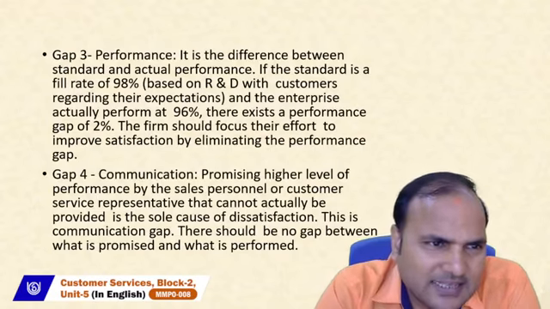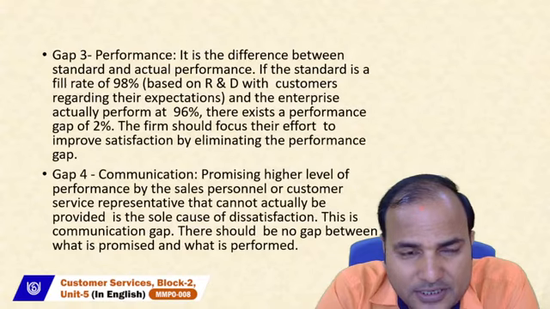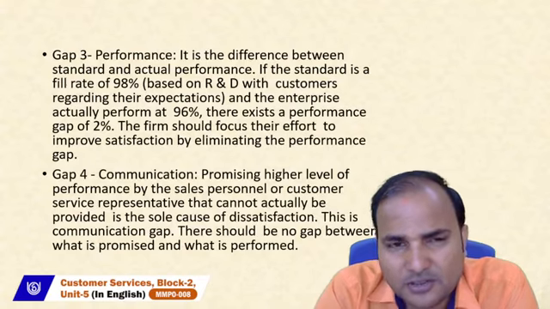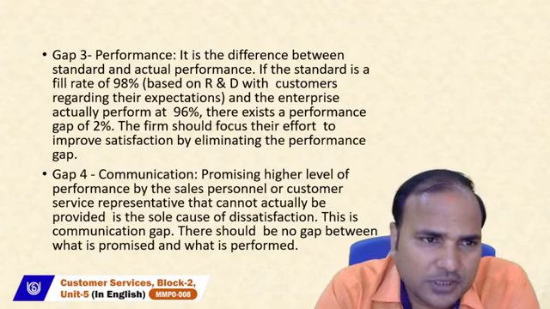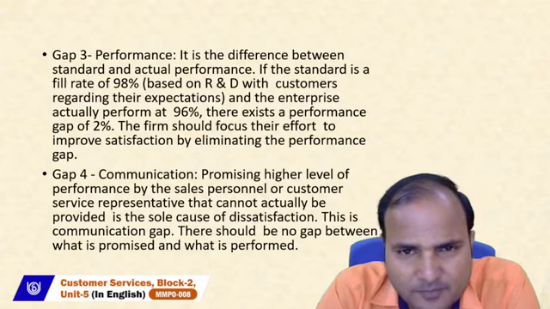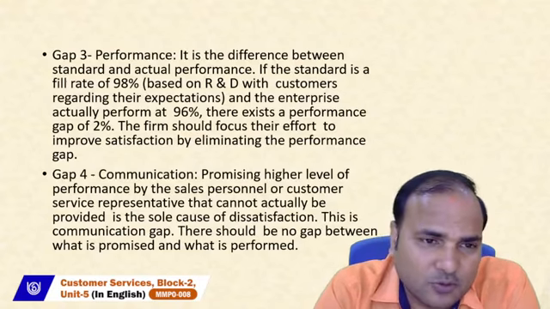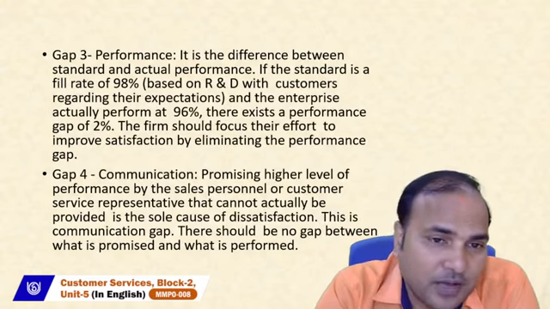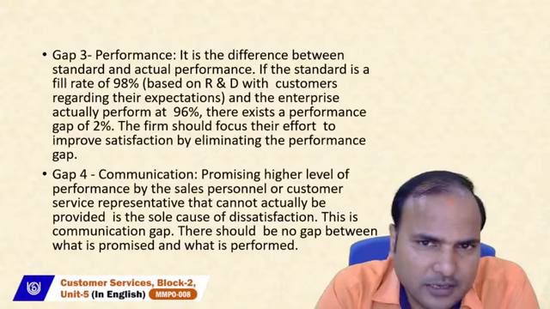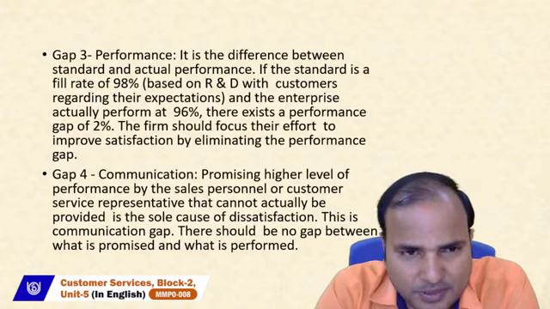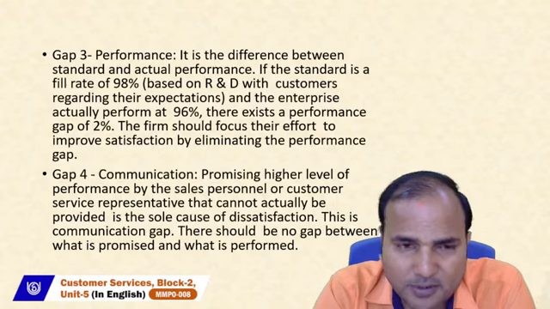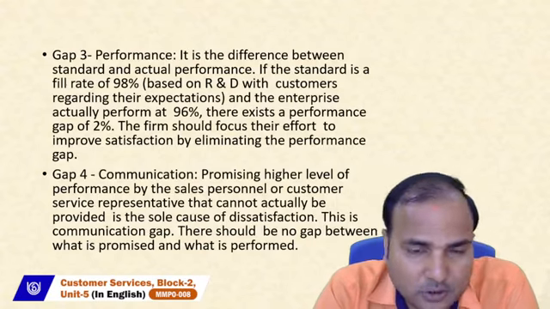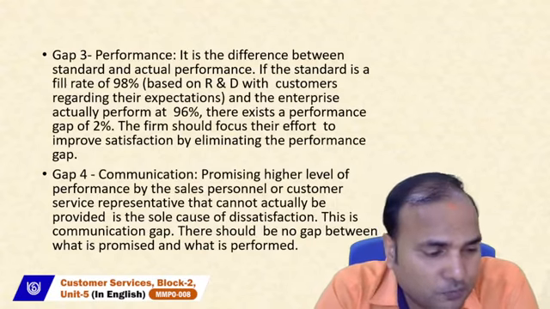So if the standard is set at the rate of 98%, based on the research and development with the customers regarding their expectation, and the enterprise actually performs at 96%, there exists a performance gap of how many percent? 2%. Your standard tells it should be 98%, but actually you perform 96%. So there exists a performance gap of 2% here.